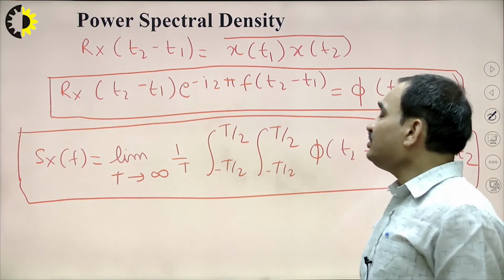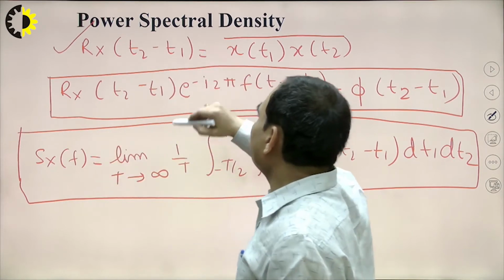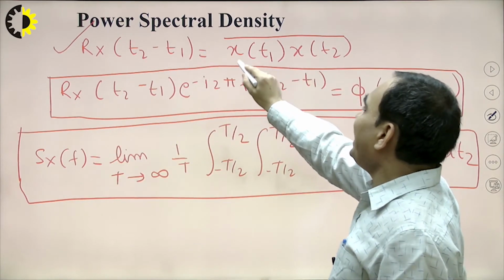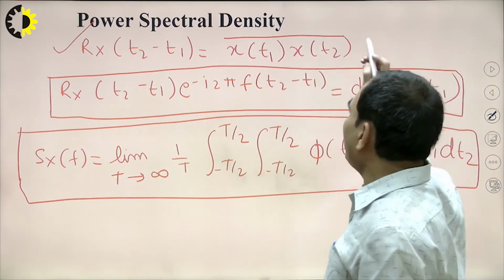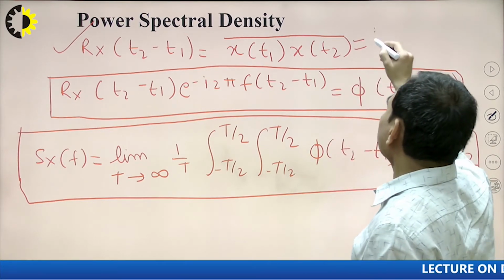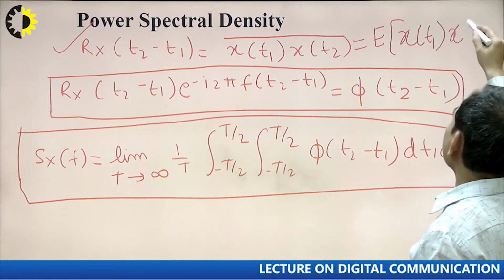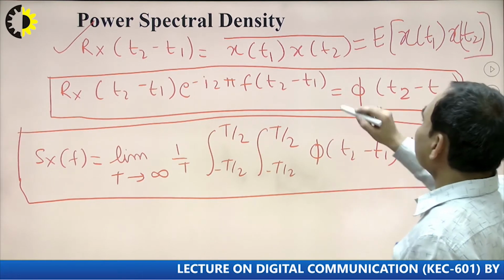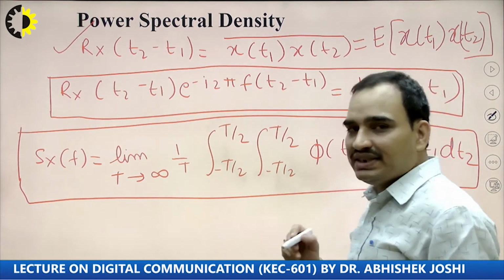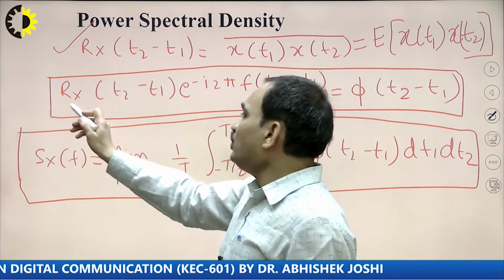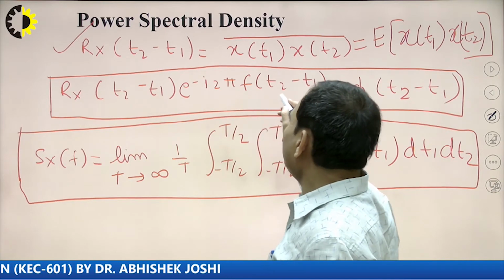The autocorrelation function according to the definition is given by Rx(t2 minus t1), which can be written as the random process x at t1 multiplied with the random process x at t2, and the whole average. The same can be written as the expectation of x(t1) into x(t2). So both are the same things. It doesn't make any difference whether you use the bar or write the expectation. So we can write the autocorrelation function Rx(t2 minus t1) e raised to power minus j 2 pi f (t2 minus t1).